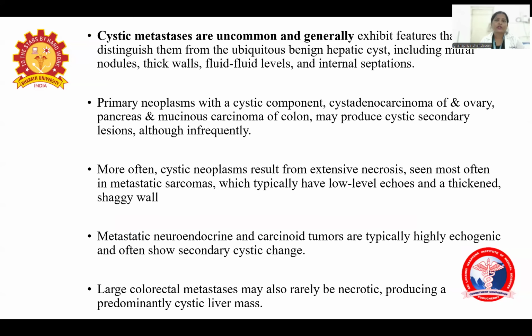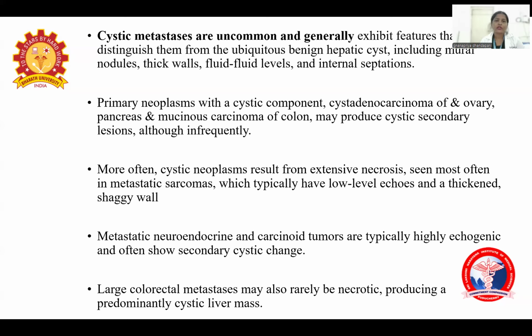Coming to the cystic metastasis, they are usually uncommon but generally exhibit features. You have to distinguish them from benign hepatic cysts, which have no nodules, thick walls, fluid levels, or internal septations. Primary neoplasms with a cystic component, like cystadenocarcinoma of the ovary or pancreas, or mucinous carcinoma of the colon, may produce cystic secondary lesions in the liver, although this occurs very infrequently.